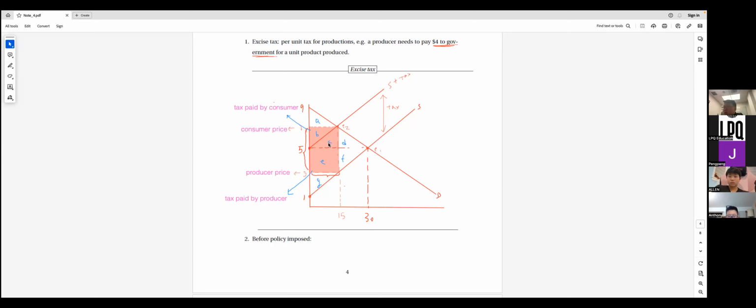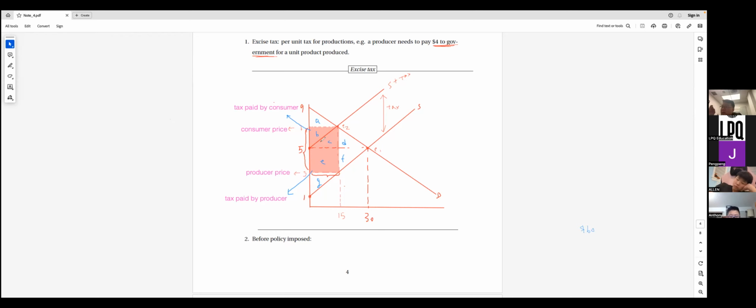The total for BCE is $60. Yes, 30. Because 2 times 15, right? 2 times 15 is 30. So remember this, okay? Tax borne by consumer is 30. So how big is E? Also $30, right? Also $30.